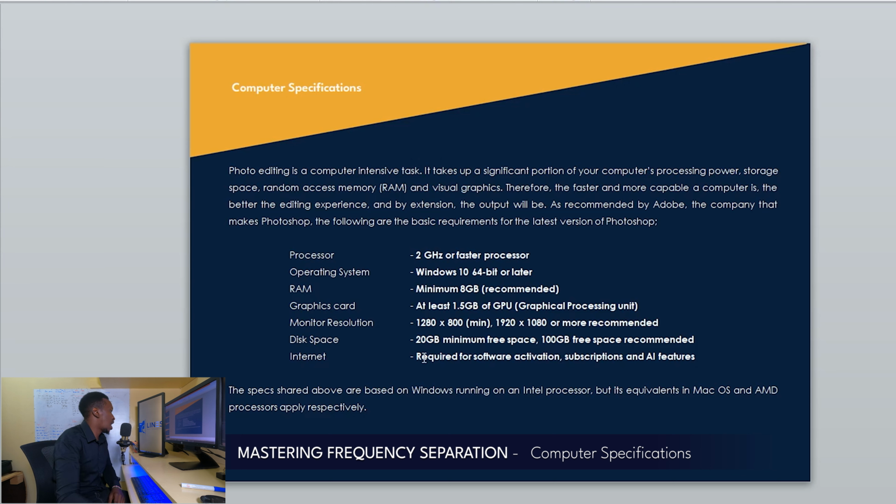Then the other thing that you need to have, for the sake of using things like AI features, generation, and also activating your software and paying your subscriptions, and getting updates, of course, is having internet. So that is what they recommend.